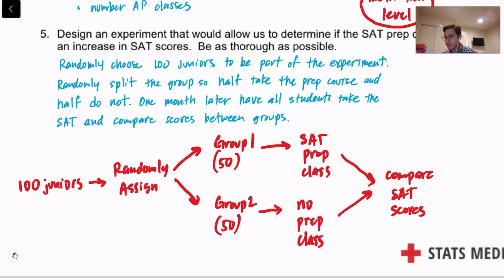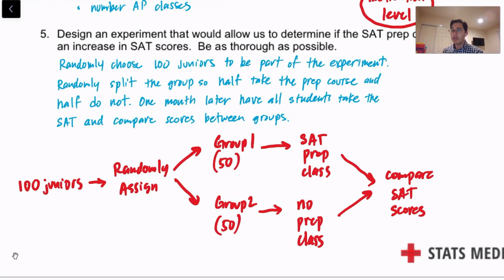We have 100 juniors. We randomly split them into 2 groups or 2 halves. One half gets assigned or imposed the prep course and the other one does not. And then there's some comparison that happens in the end. All right, so let's talk about the different components in this flow chart.